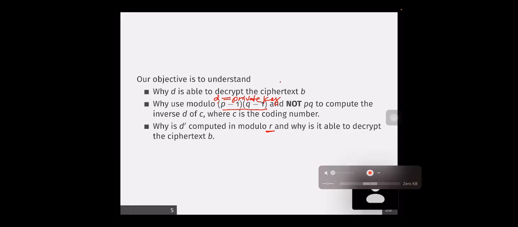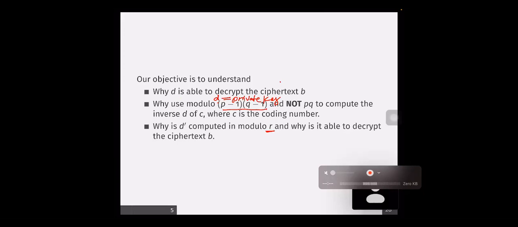Because if ever you are able to factor N into P times Q, then it's just peanuts to get (P minus 1) times (Q minus 1). And once you get that, you're able to compute for D. And now you have the private key. Okay. Now, we have another route.